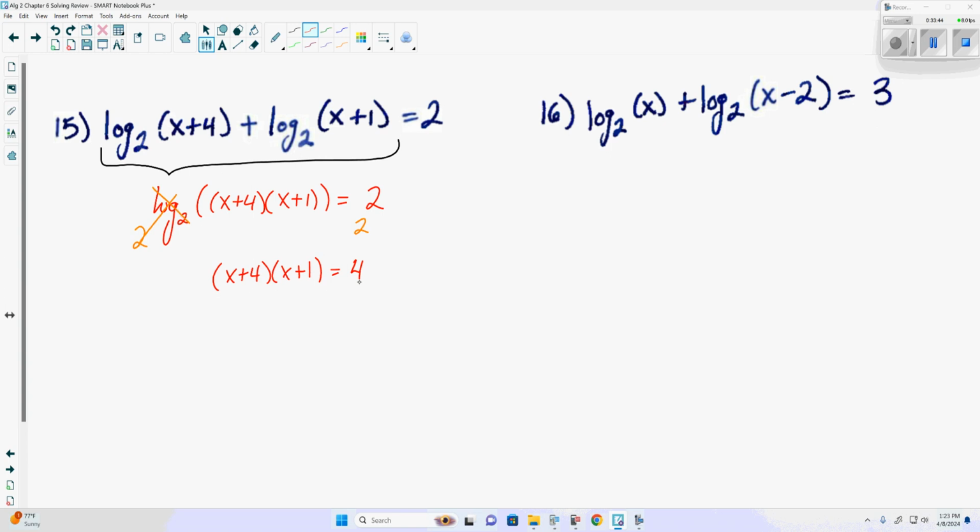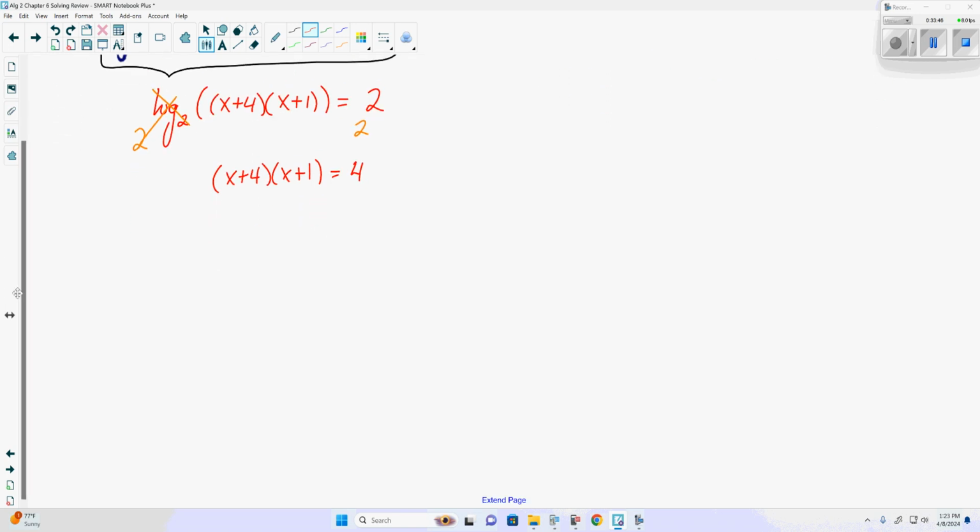Questions? Now the left-hand side, we will have to distribute this. X times x is x squared, x times 1 is plus x. 4 times x is plus 4x, and 4 times 1 is plus 4. Now we will combine like terms because our x plus 4x is 5x. And we get this here. Questions on how we got to x squared plus 5x plus 4 is equal to 4?